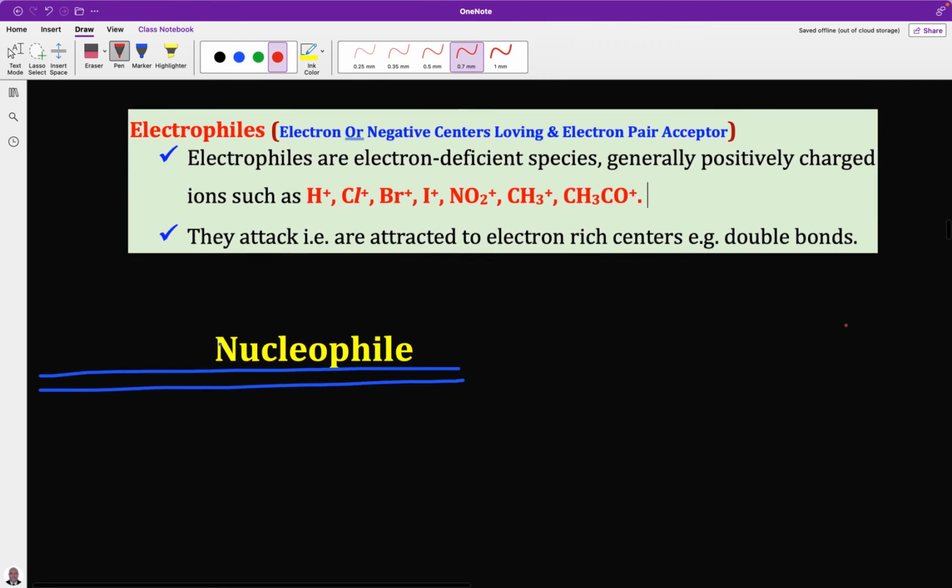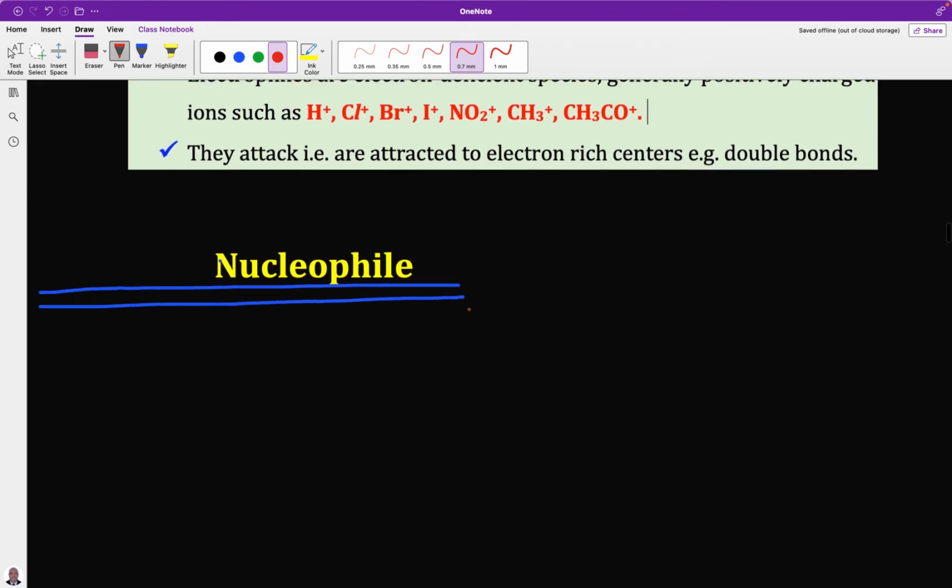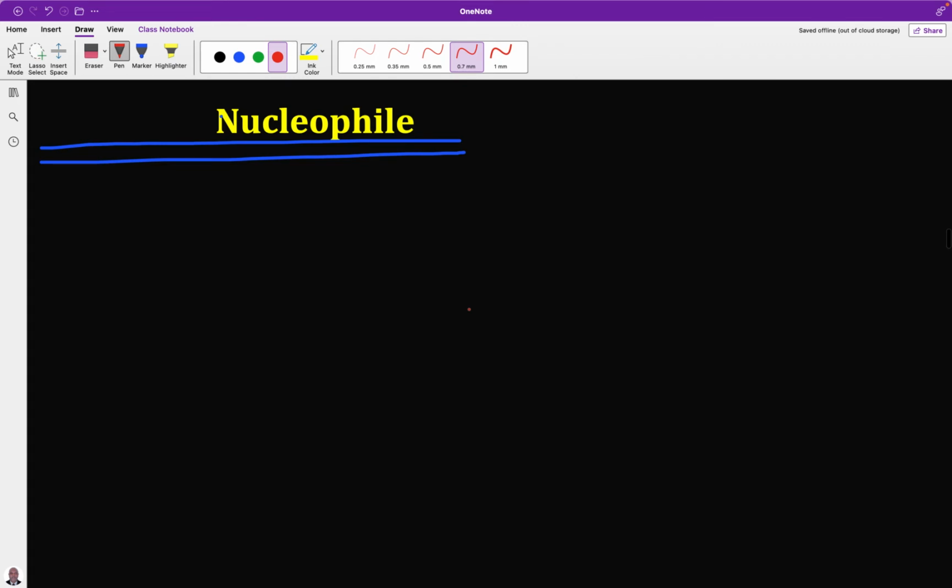So this is an example of an electrophile. These are just examples of electrophiles, such as the bromine ion, iodide, nitrogen ion, and carbocation. We say they attack or are attracted to electron-rich centers, for example, double bonds. It drives us to the next concept, which is nucleophile.